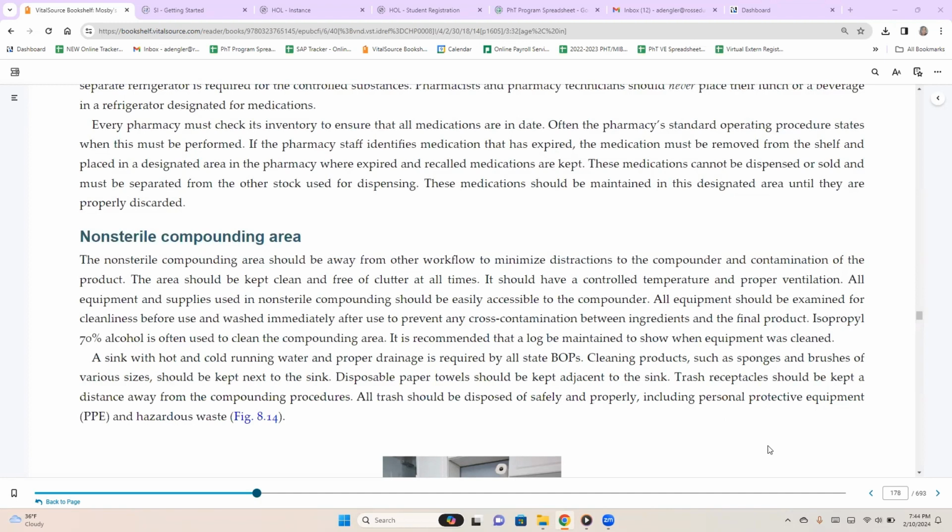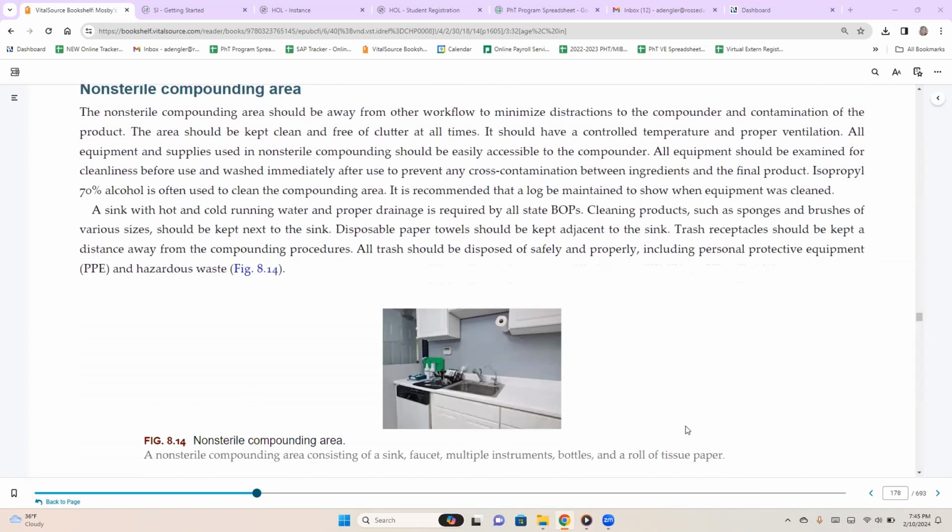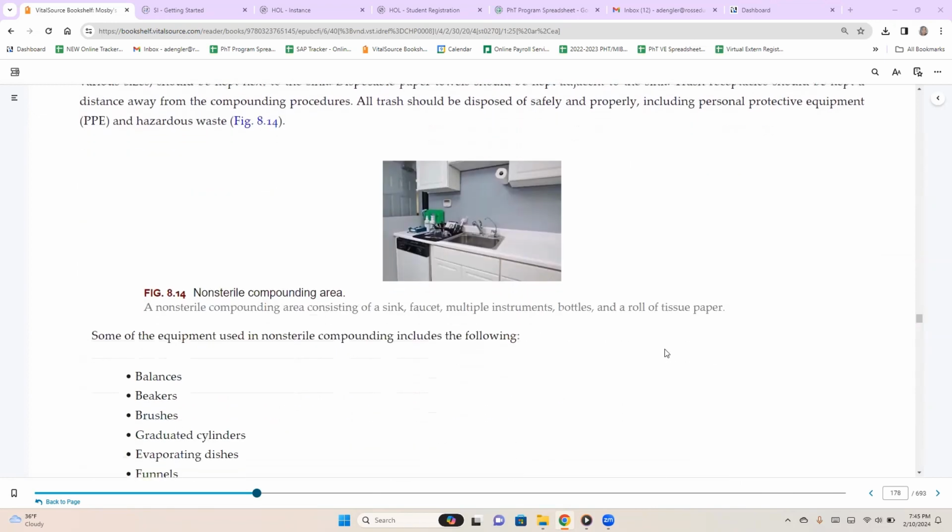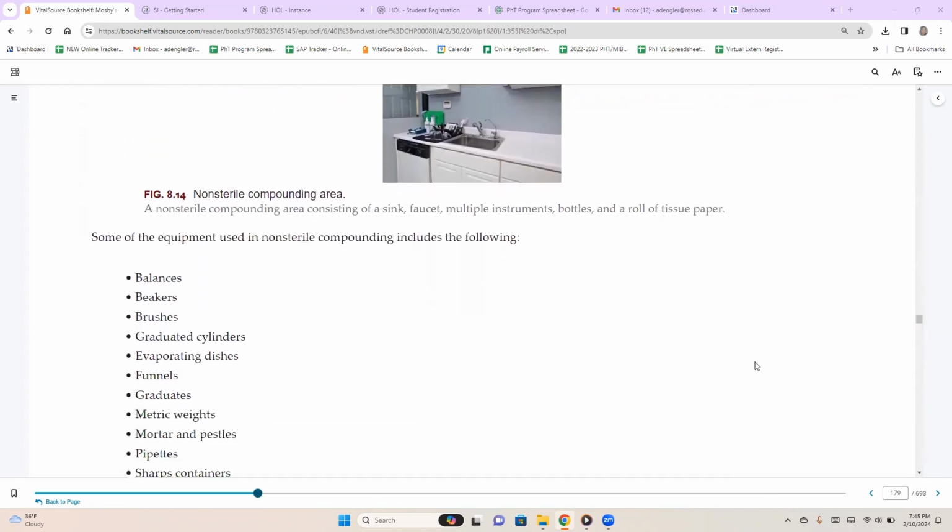A sink with hot and cold running water and proper drainage is required by all state BOPs. Cleaning products such as sponges and brushes of various sizes should be kept next to the sink. Disposable paper towels should be kept adjacent to the sink. Trash receptacles should be kept at a distance away from the compounding procedures. All trash should be disposed of safely and properly, including personal protective equipment and hazardous waste.